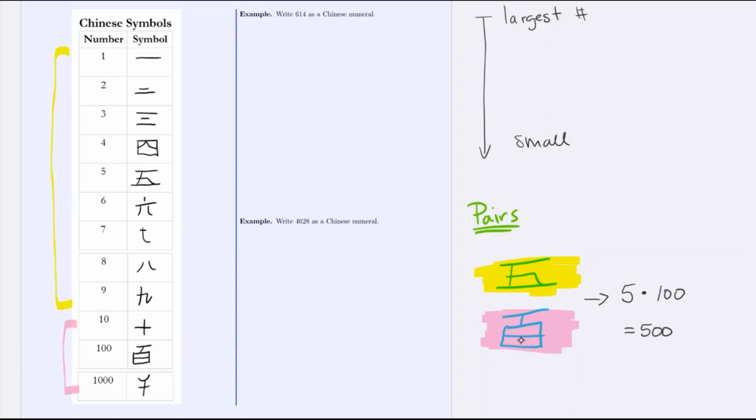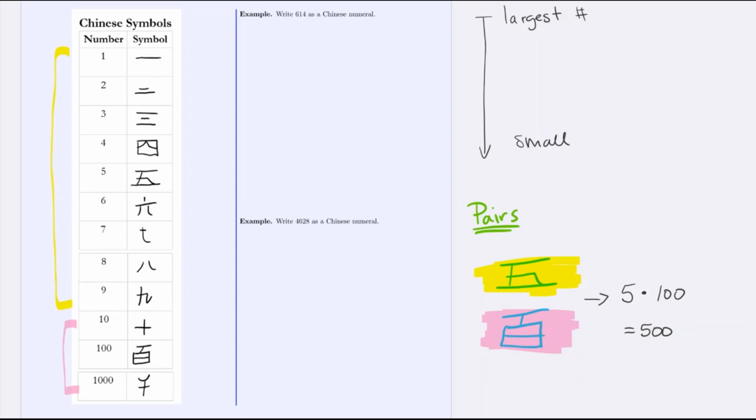So instead of having to write the 100 symbol 5 times, the Chinese numeral has a way to express this multiplication through these very nice quick pairs. So remember, with these pairs, you would write the ones number first, followed by the multiplier of 10 that you want. So if we were trying to write 500, I would have 5 and the 100 symbol.